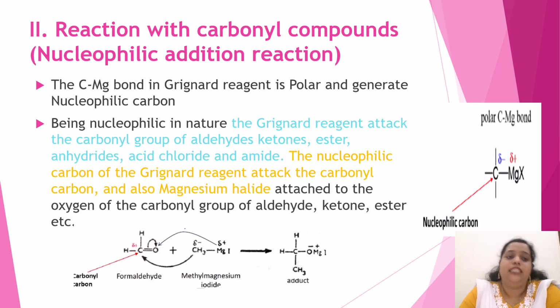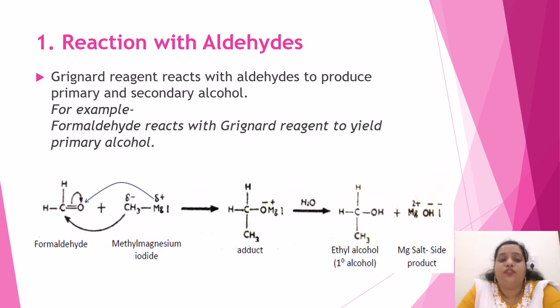The next reaction is with carbonyl compounds. Here, the carbon-magnesium bond is polar and gives a nucleophilic reaction. The nucleophilic carbon of the Grignard reagent attacks the carbonyl carbon, and the magnesium attaches to the oxygen of the carbonyl group of the aldehyde or ketone, and an adduct is formed. Talking of reactions with aldehydes, the final product would be an alcohol. As a clear example, a Grignard reagent reacted with aldehydes may form an alcohol, or a primary alcohol in the end.